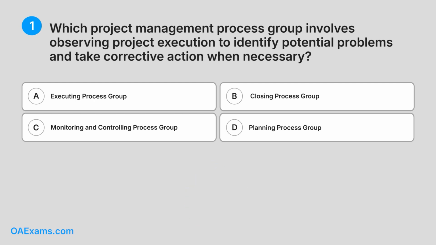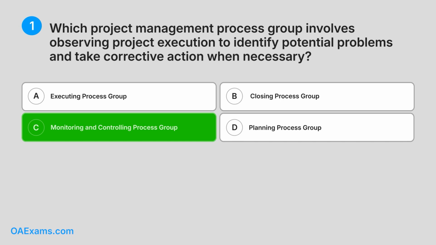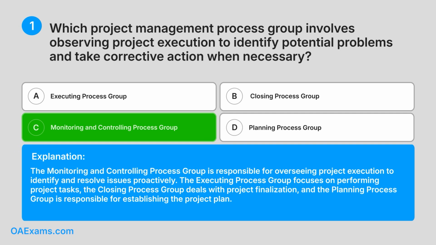Correct answer: C. Monitoring and controlling process group. Explanation: The monitoring and controlling process group is responsible for overseeing project execution to identify and resolve issues proactively. The executing process group focuses on performing project tasks. The closing process group deals with project finalization, and the planning process group is responsible for establishing the project plan.